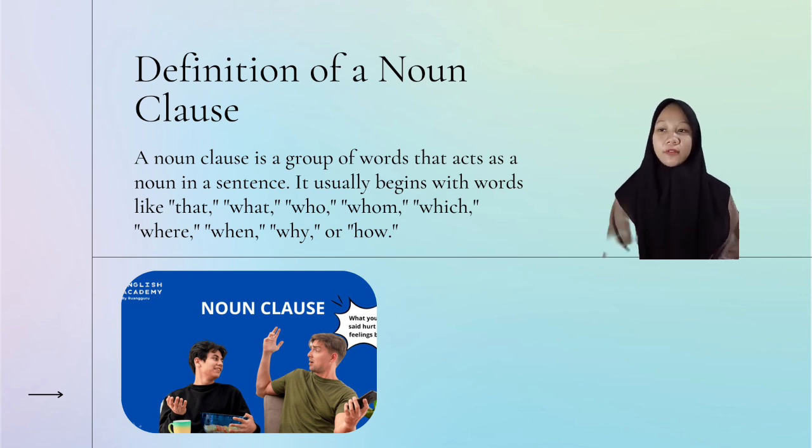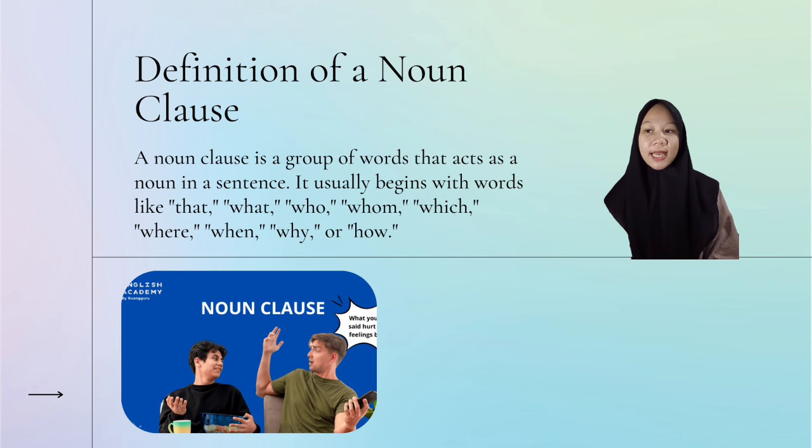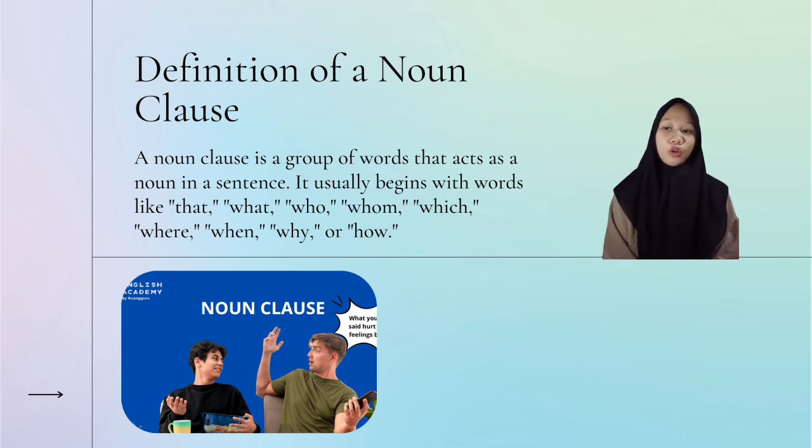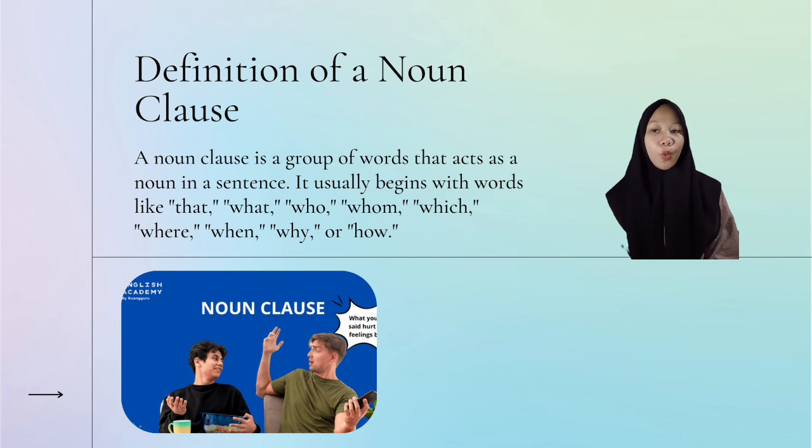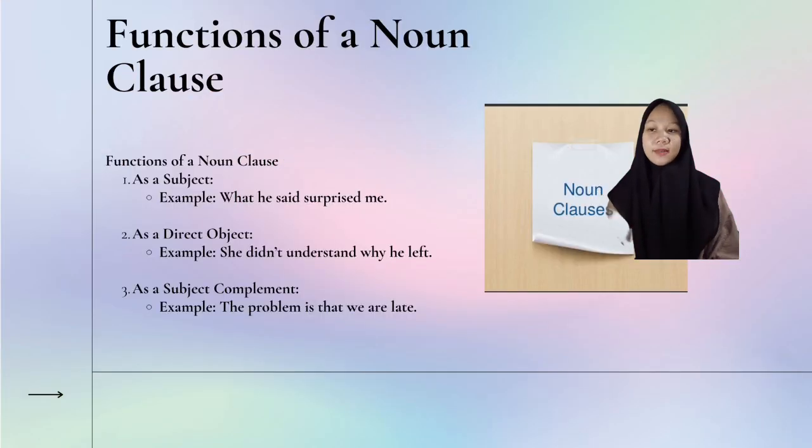The definition of a noun clause is a group of words that acts as a noun in a sentence. It usually begins with words like that, what, who, whom, which, where, when, why, or how. A noun clause is a type of dependent or subordinate clause that functions as a noun within a sentence.